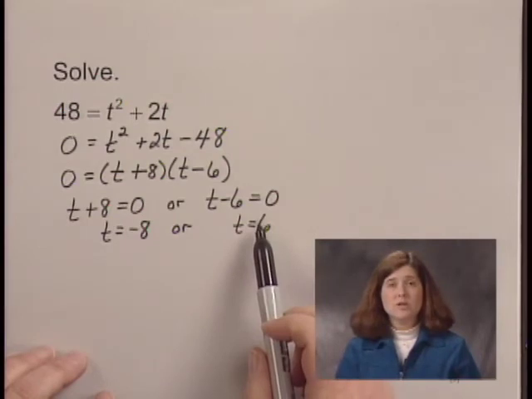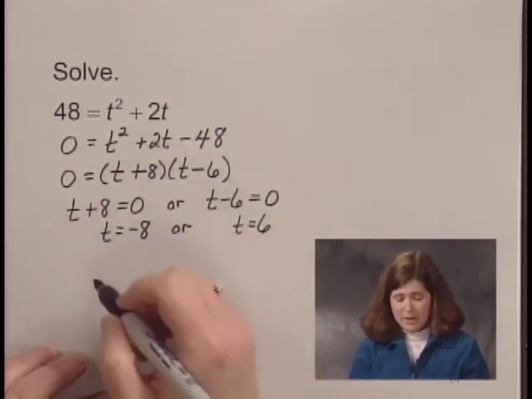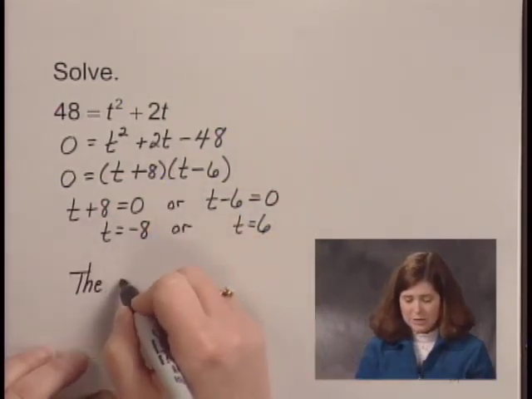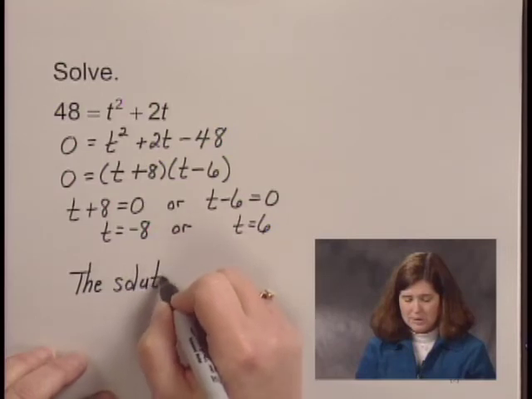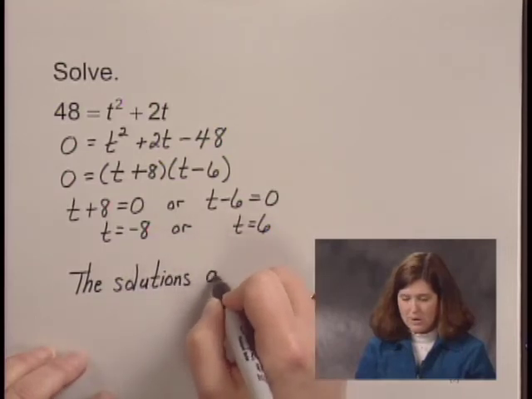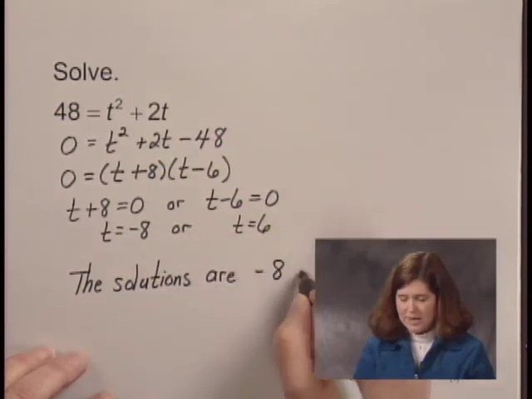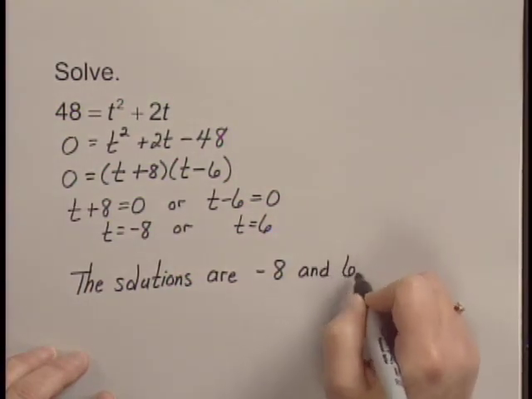Both of these numbers will check in the original equation, so I write the solutions are negative 8 and 6.